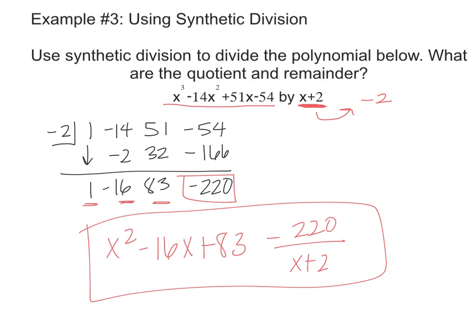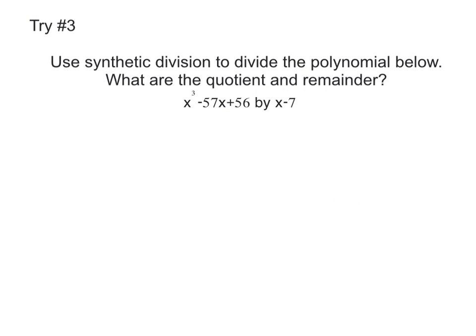All right, let's keep going. So we're going to try that again. So remember, we want to make sure that there are no gaps, and I already see that there's a gap. So let's go ahead and fix that first before we get started. That becomes x cubed, x squared, or there's none of them, so I need to put 0x squared minus 57x plus 56. And then as far as our 0 here, that's going to be 7.